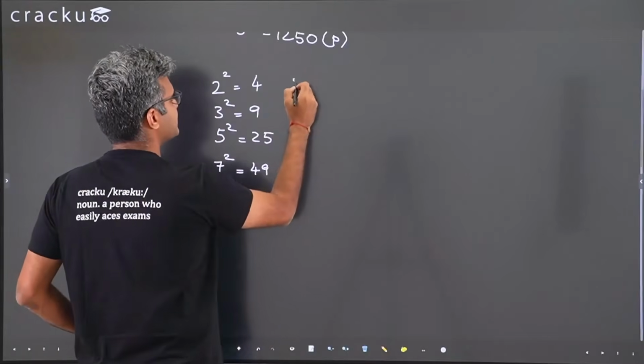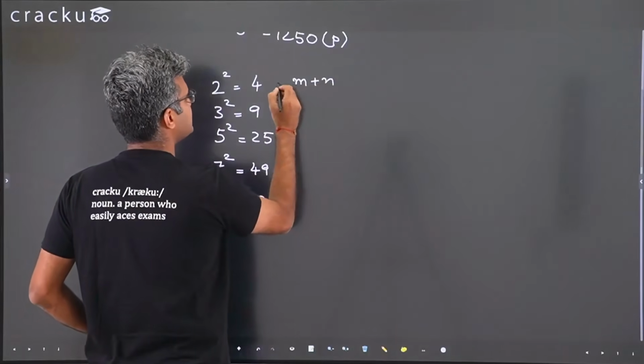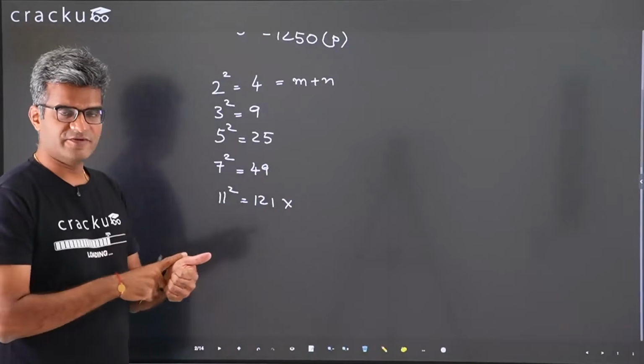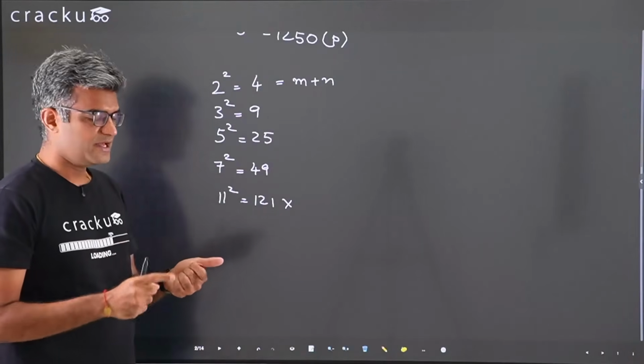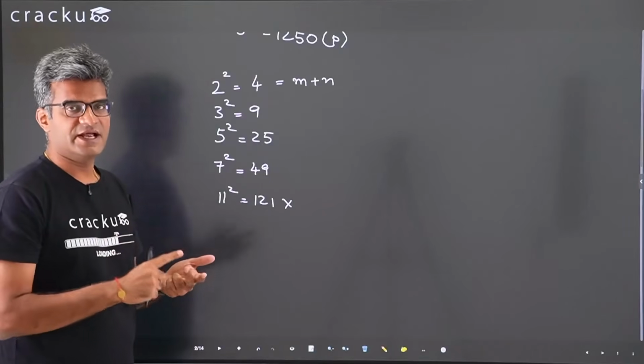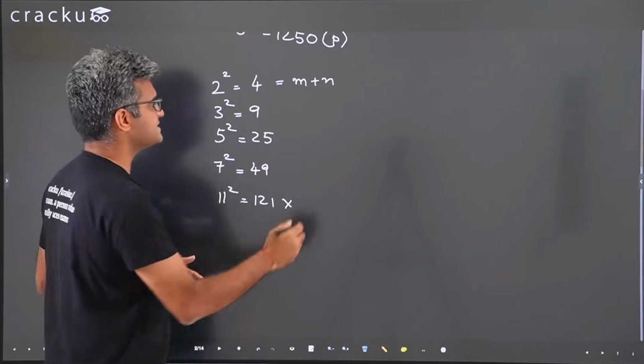If m plus n is equal to 4, how many cases are possible? M can be 1, n can be 3; m can be 2, n can be 2; m can be 3 and n can be 1. So there are 3 cases that are possible.